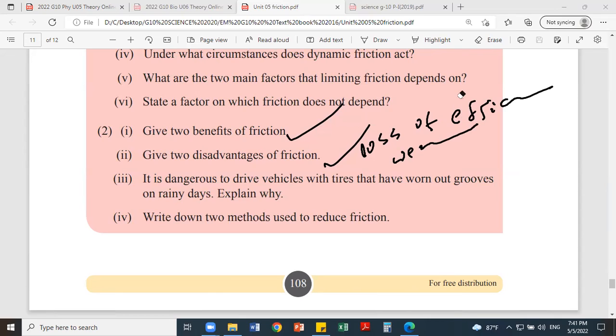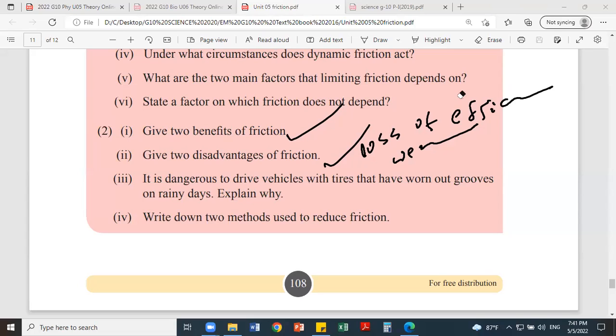When parts of the vehicle are worn out, you have to replace them soon. Otherwise, it will not work. It is dangerous to drive vehicles with tires that are worn out on rainy days. Explain why. Because on rainy days it is slippery, the friction is low.